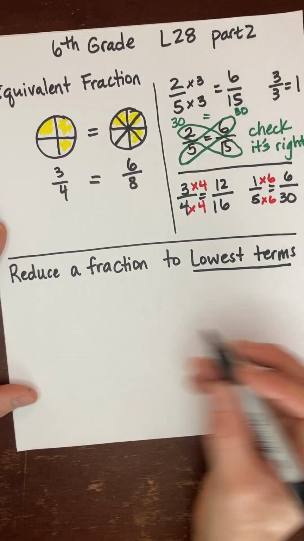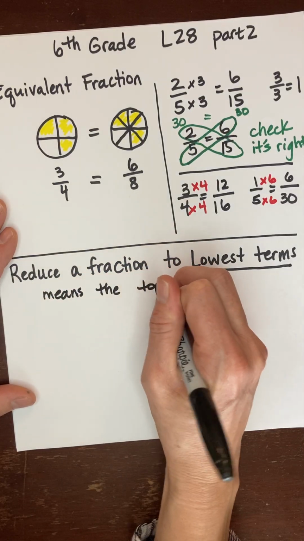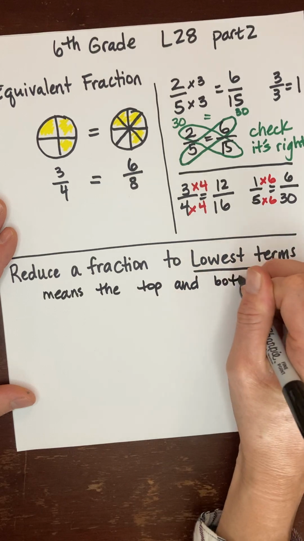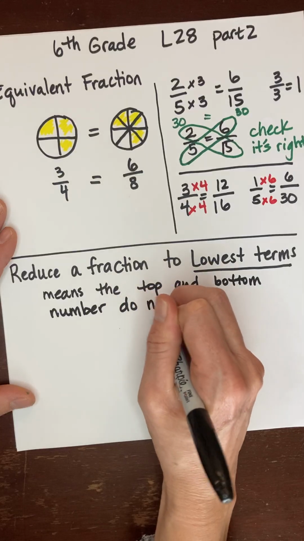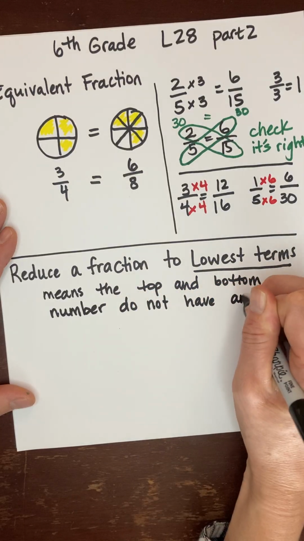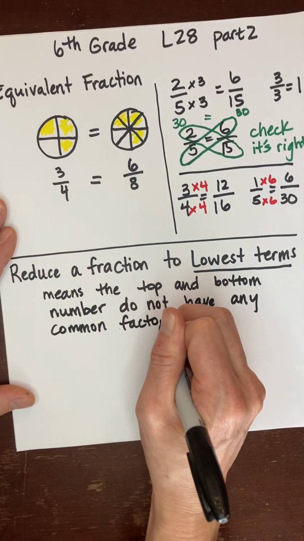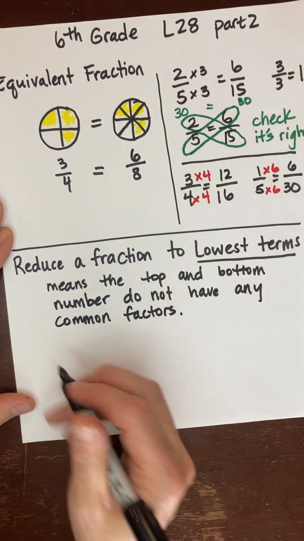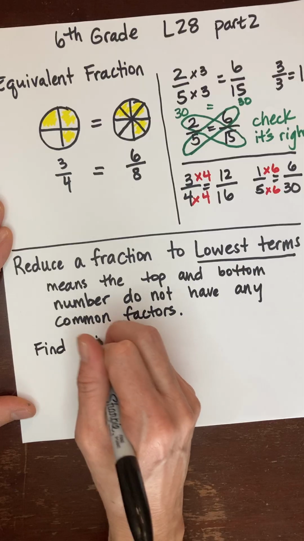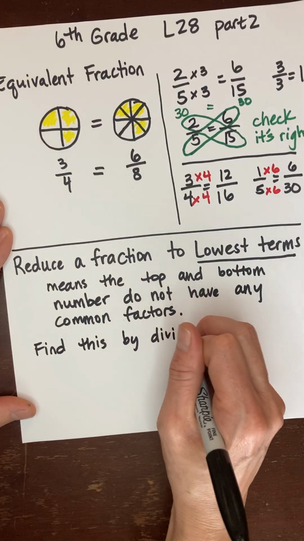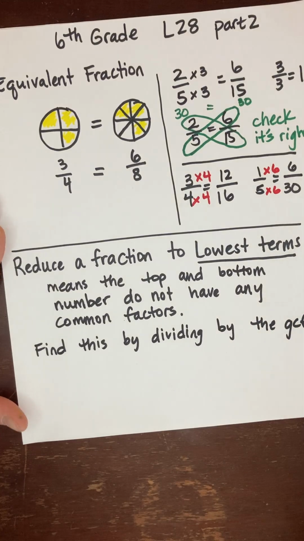So a reduced fraction means the top and bottom number do not have any common factors. Okay, the way that we find this is we divide by the GCF. The GCF is our greatest common factor.